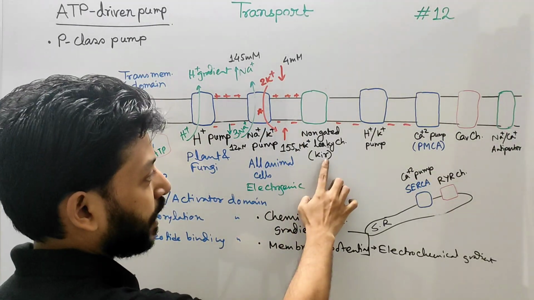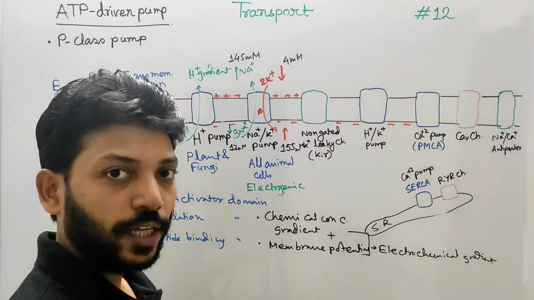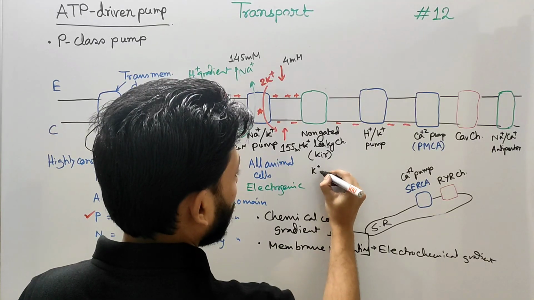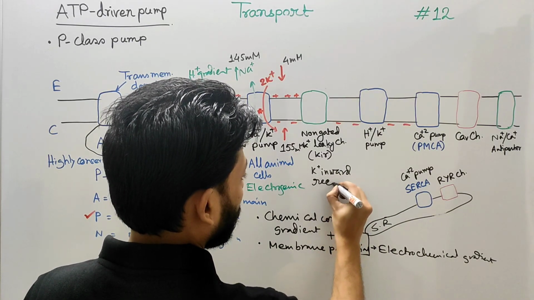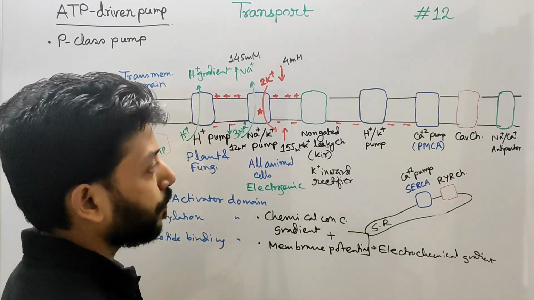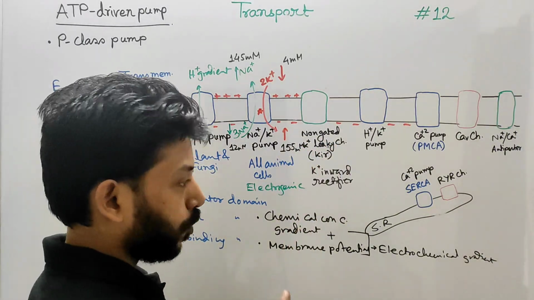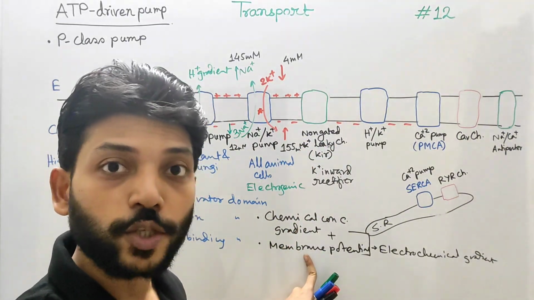One channel is present in all animal cells called the non-gated potassium leaky channel, or we say this channel is the potassium inward rectifier. You can simply remember potassium leaky channels. So these channels contribute the major membrane potential during the resting phase of the cells.